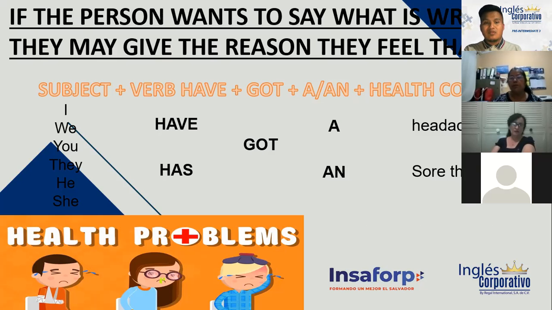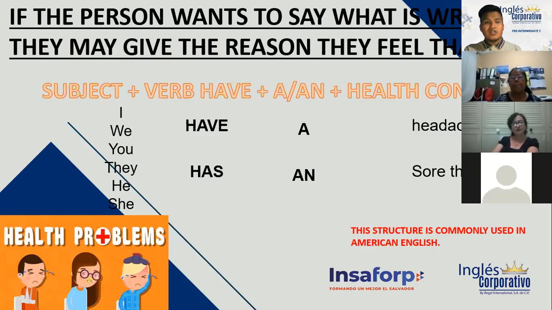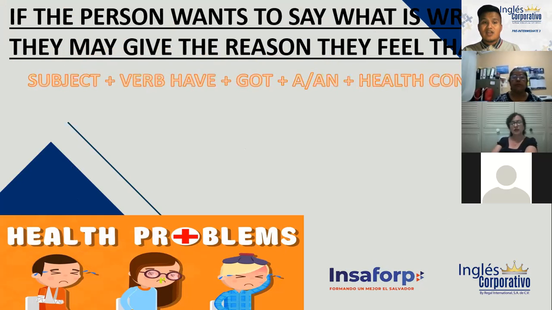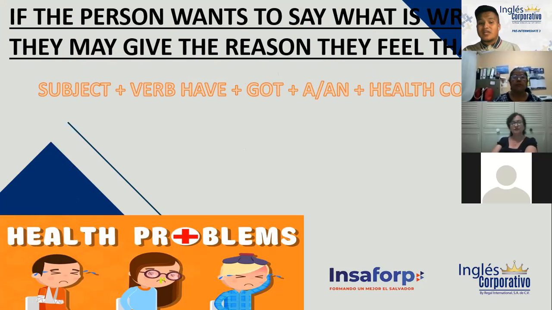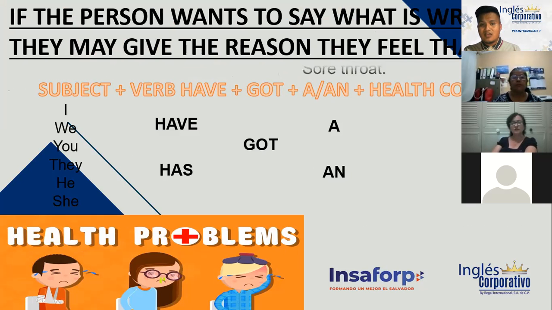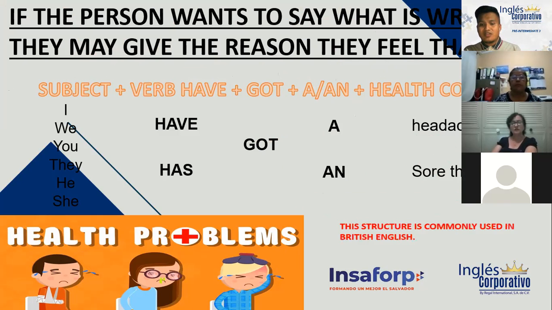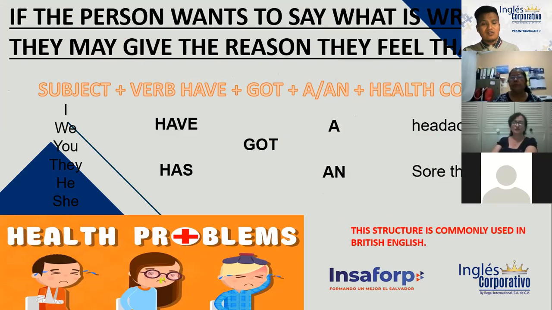That is really simple. As you can see here in this one, subject, verb have, A or AN, and health condition. This one, subject, verb have, plus the word got, A or AN, and health condition. That's it. There's not a big difference. So if there are any questions so far, so good.